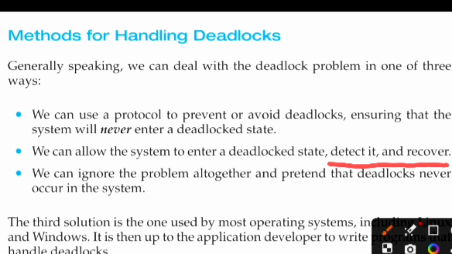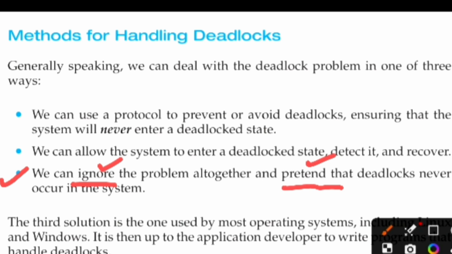The third and the final way is we can ignore the problem altogether and pretend that deadlock never occurs in the system. So in the third way, we are not trying to prevent or avoid deadlock. We don't have any mechanism to detect and recover from the deadlock. We are just ignoring the problem altogether and we just pretend that deadlock will never occur in the system.